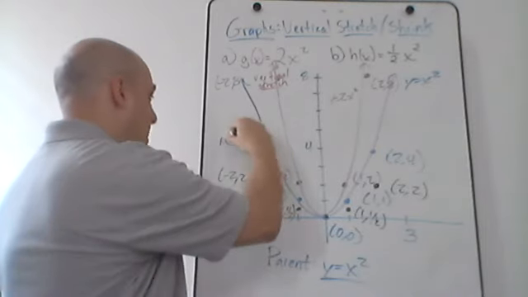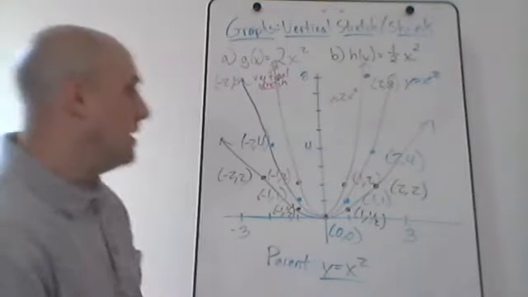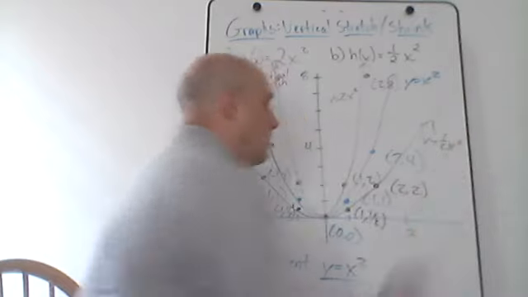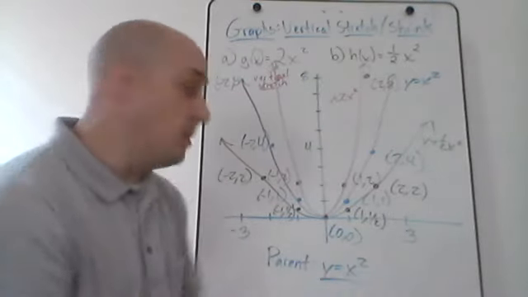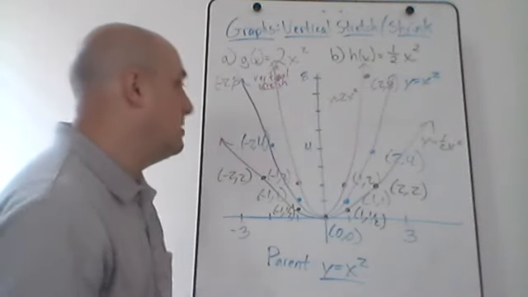All right, now if I connect all those points, we see that we get a different kind of shape. Here's the graph of y equals 1/2 x squared. The parabola gets flattened out. It gets shrunk down lower. So that's the nature of having vertical stretches and vertical shrinks.